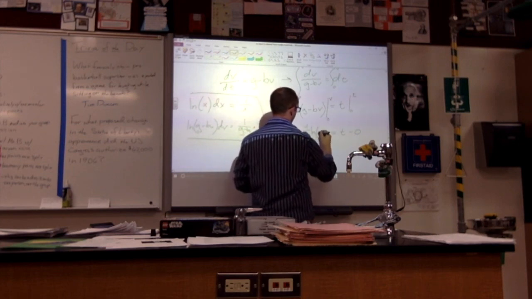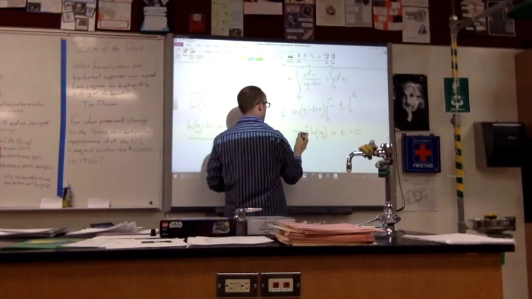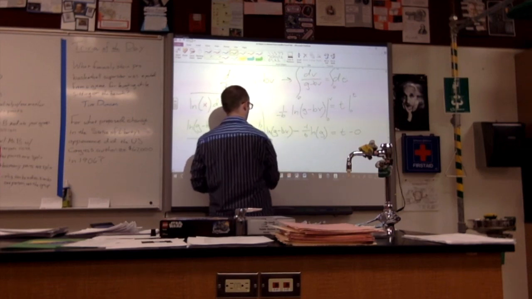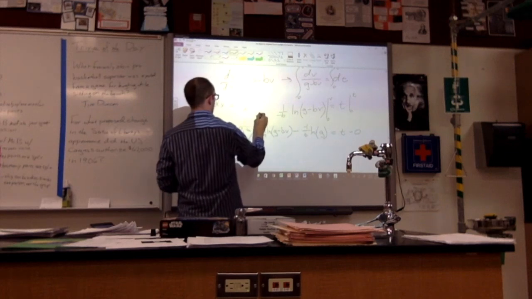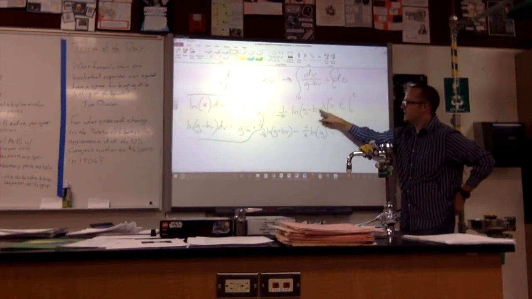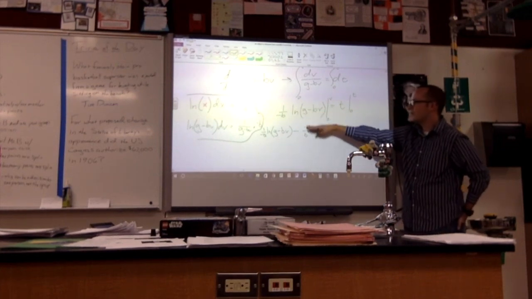I'm doing this backwards to make sure I have enough space. Okay, so I plug in v to this equation, that's what I get. I plug in 0 to this equation, that's what I get.